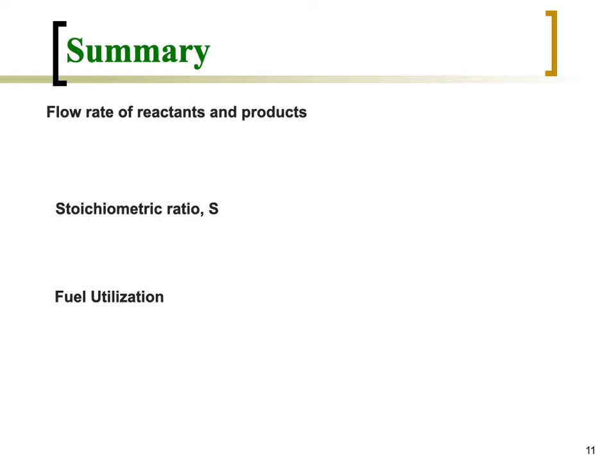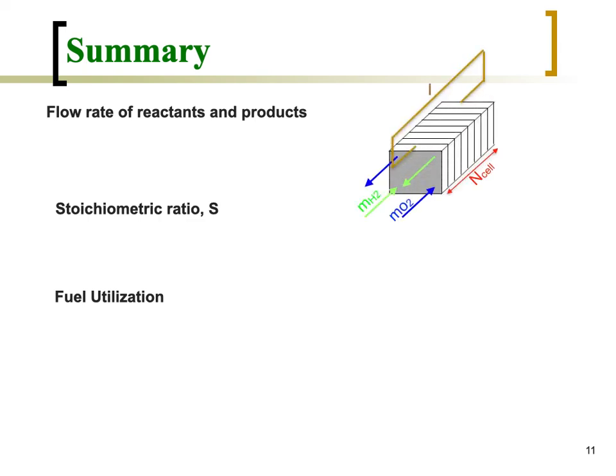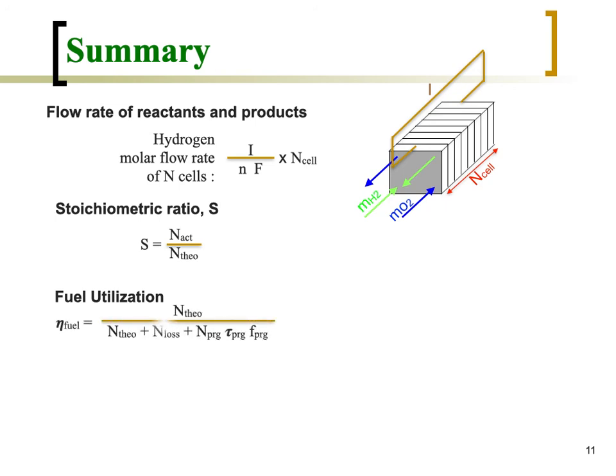So far, this unit has covered how to calculate the flow rate of the reactant for a stack, and then introduced the stoichiometric ratio. During fuel cell operation, we have to consider this factor and the fuel utilization. And for the fuel operation mode, all those flow rate calculations depend on the operation mode.